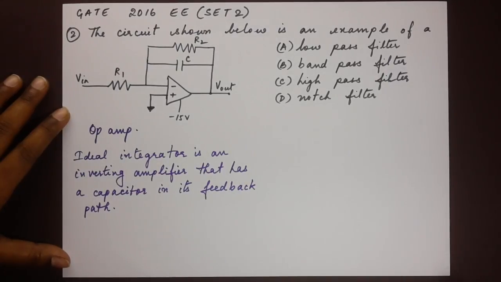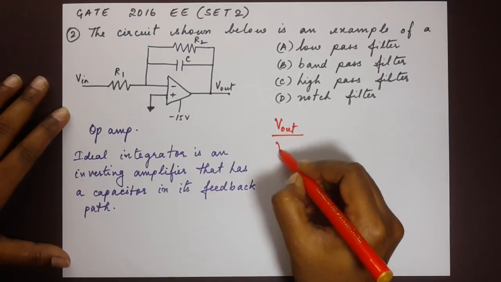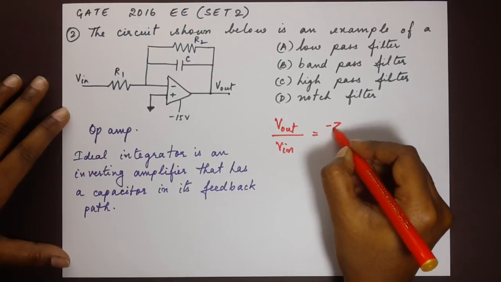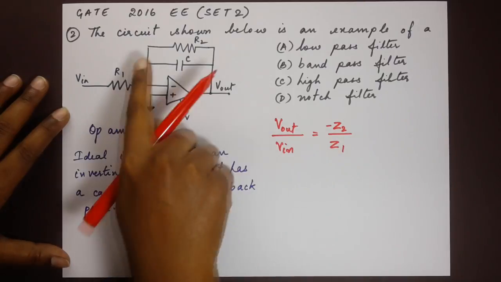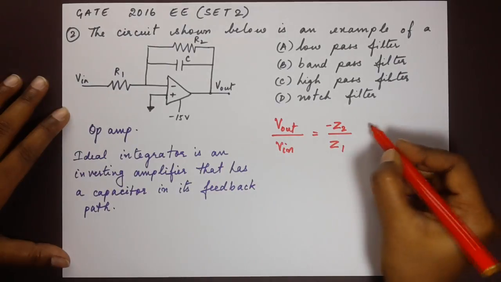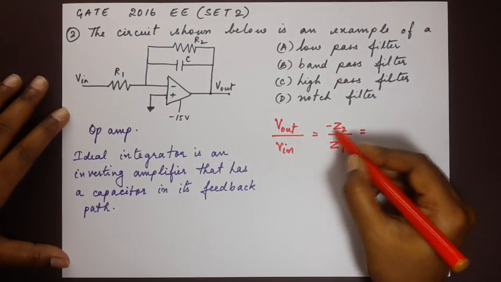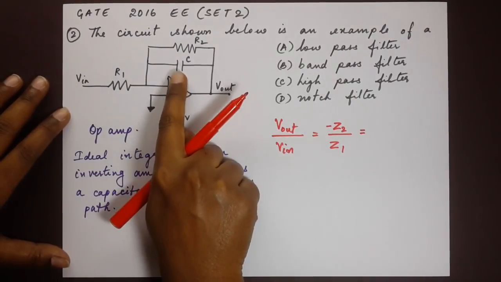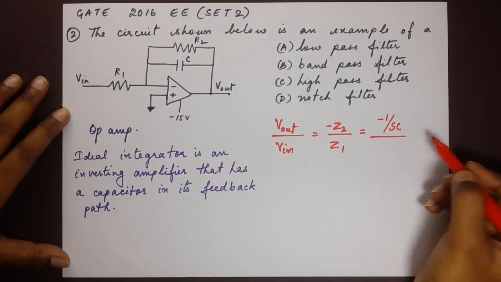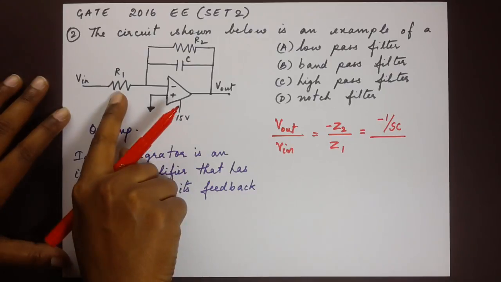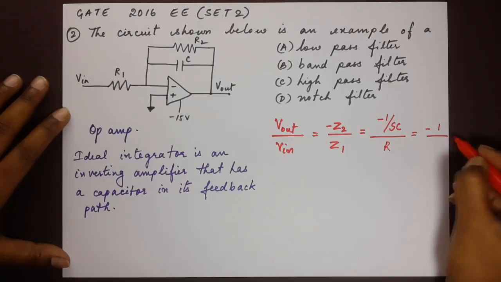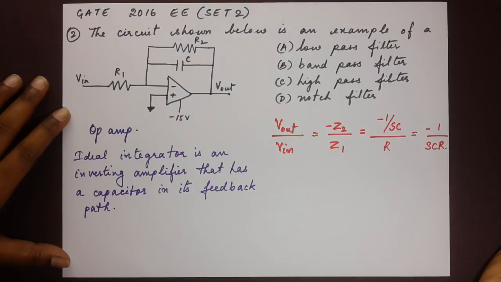Let's look at the ratio of V out to V in. Let's note that down as Z2 by Z1. Because there is a feedback path, I'm including that as a negative, so that's minus Z2 by Z1. We're taking it in terms of impedance here. So minus Z2, in terms of what we have here, we have a capacitor, so we write that as 1 divided by SC, by Z1, which is R1. Let's just note that as R. If we simplify this, we can write that as minus 1 by SCR.